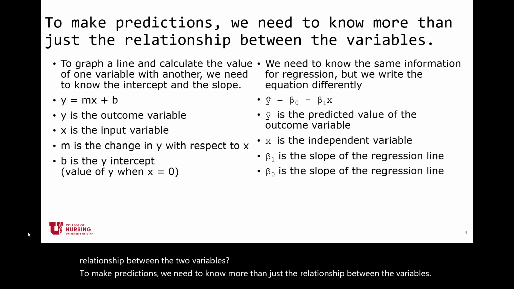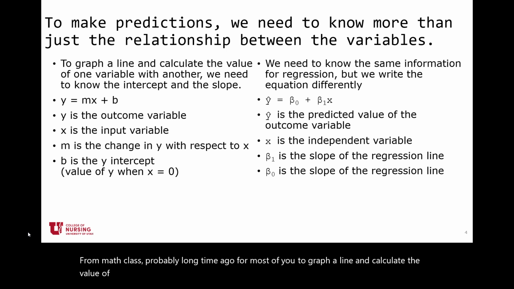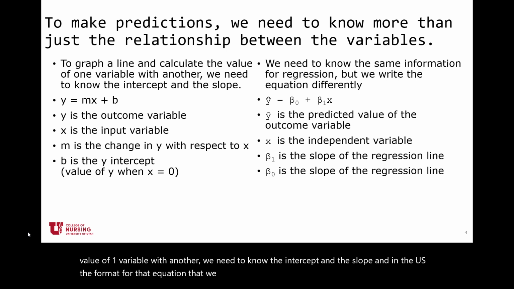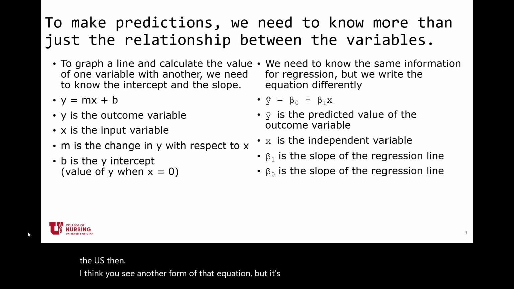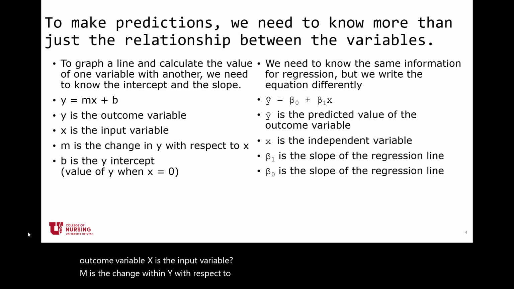From math class, probably a long time ago for most of you, to graph a line and calculate the value of one variable with another, we need to know the intercept and the slope. And in the US, the format for that equation that we use is y equals mx plus b. If you were educated outside the US, then I think you see another form of that equation, but it's similar, has the same parts. Y is the outcome variable, x is the input variable, m is the change in y with respect to x, and b is the intercept. And we often call m the slope.